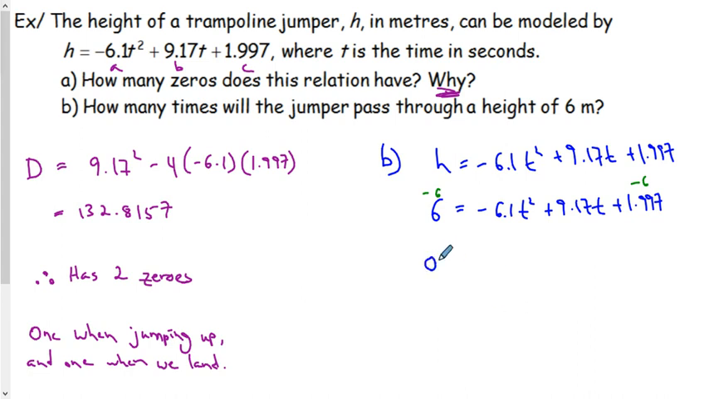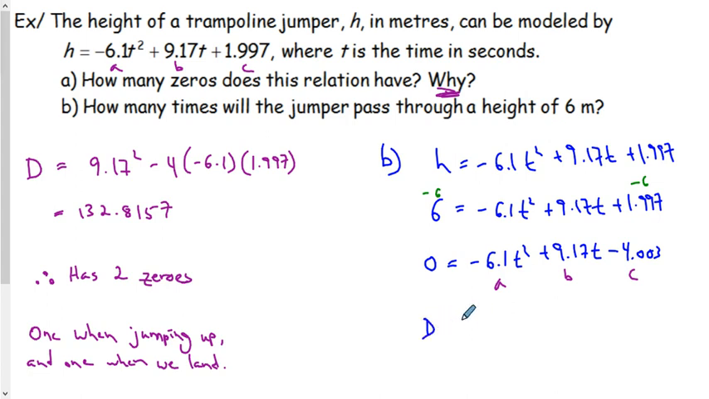So we're going to end up with 0 here. The t squared term isn't going to change. The t term isn't going to change. This one is, though, right? We're going to end up with 1.997 minus 6. We're going to end up with 4.003. Okay, so we set it equal to 0. We're ready to go. Here's our A, here's our B, here's our C.